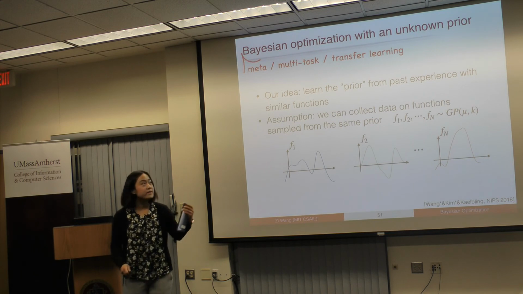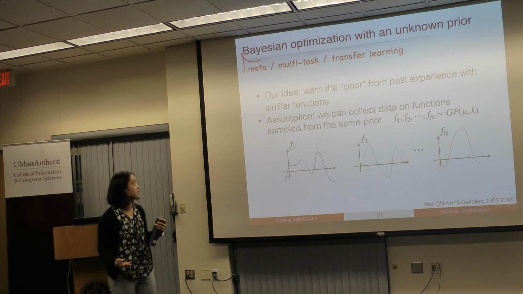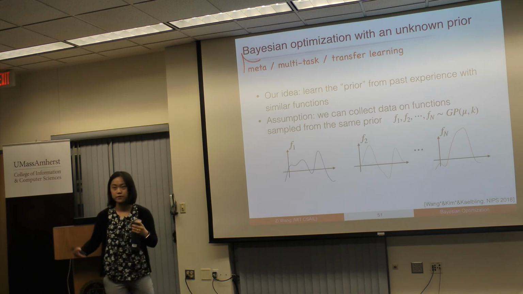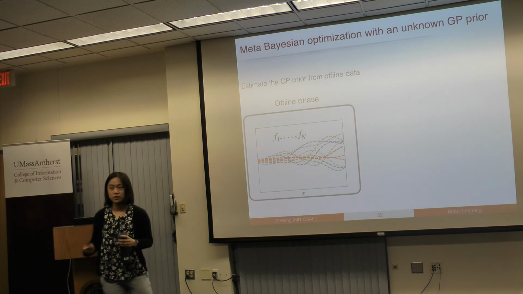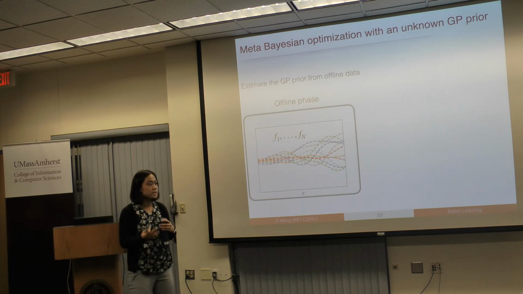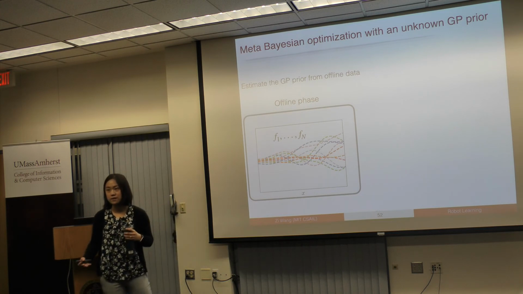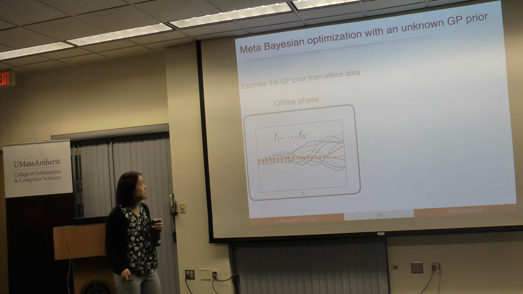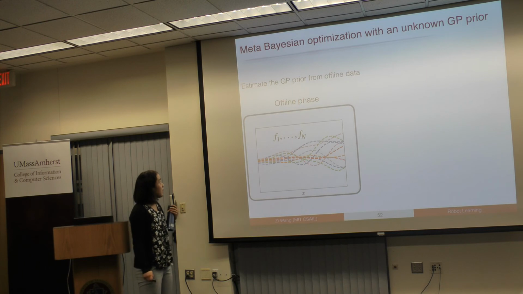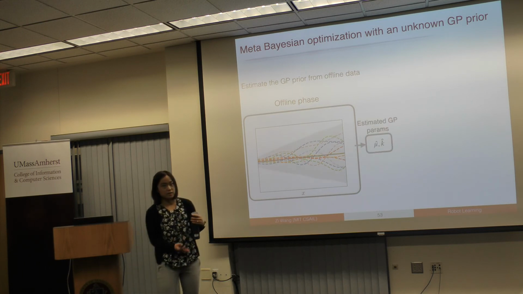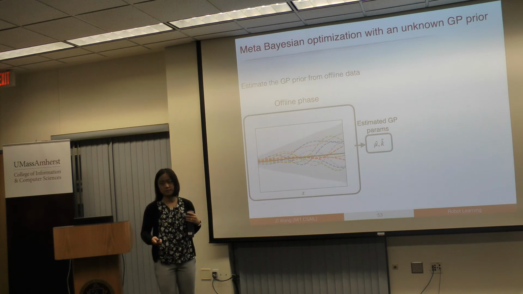So we call this meta Bayesian optimization, but it's really aligned with multitask or transfer learning approaches. Here's roughly an illustration of how it works. We're viewing this process as two phases: the offline phase and the online phase. In the offline phase, we observe all these functions, and we can estimate our Gaussian process prior from all these evaluations.